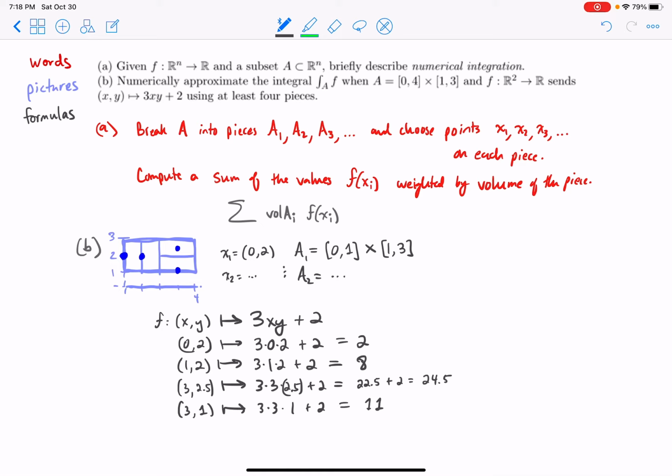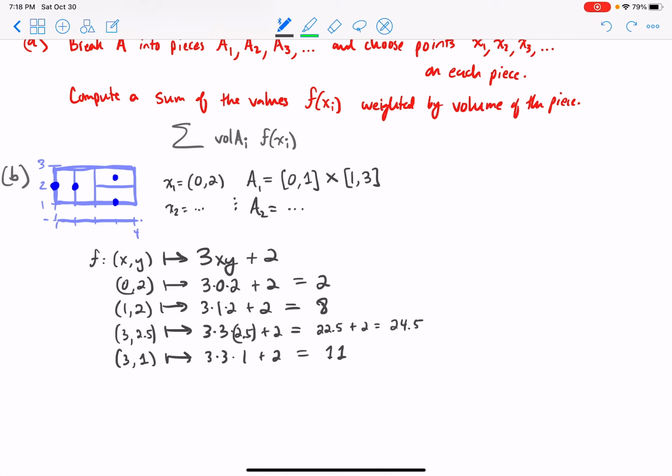Now I just need to compute this weighted sum. I take these values that I just computed, weight them by the volume of their pieces, and add it all up. So the volume of A1 times f of x1 plus the volume of A2 times f of x2 plus, and there's two more terms. What's the volume of A1? Each of the pieces I chose has volume 2, because base times height is 1 times 2.